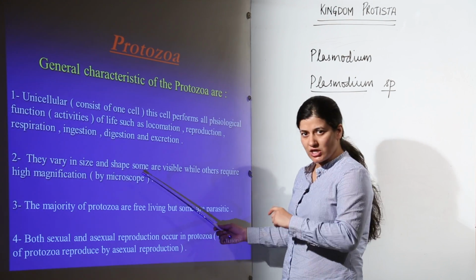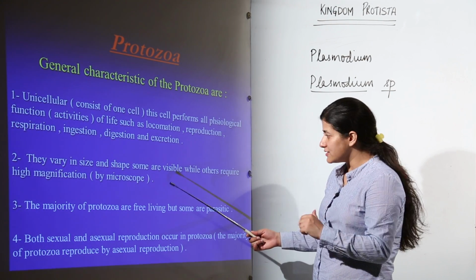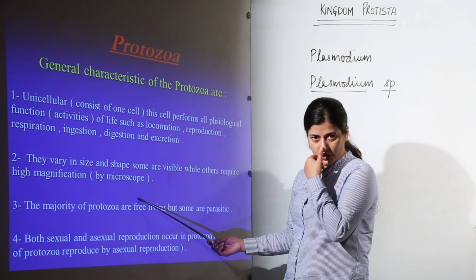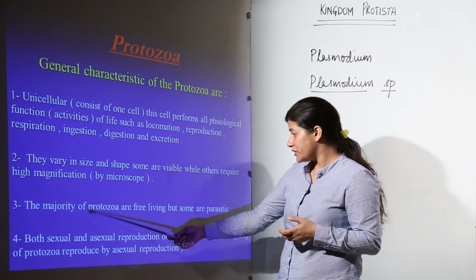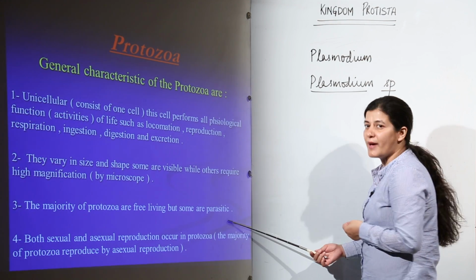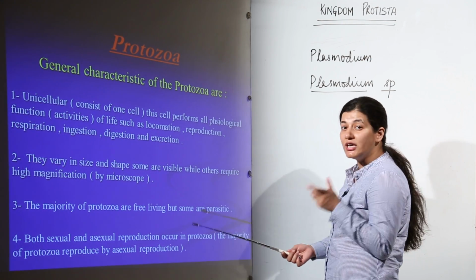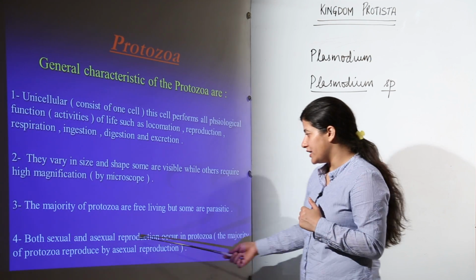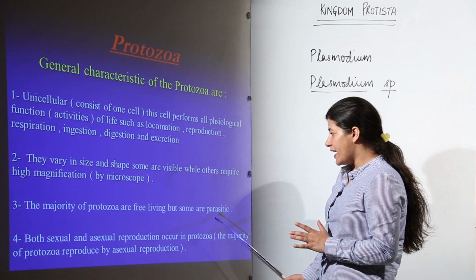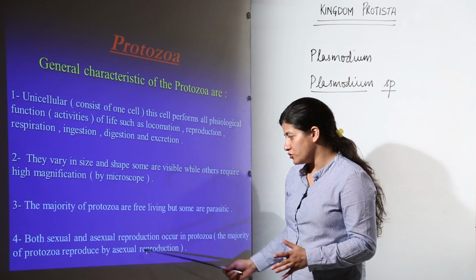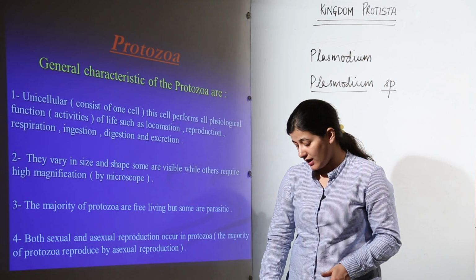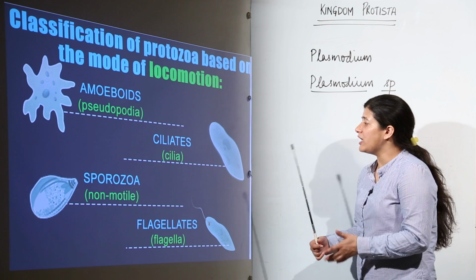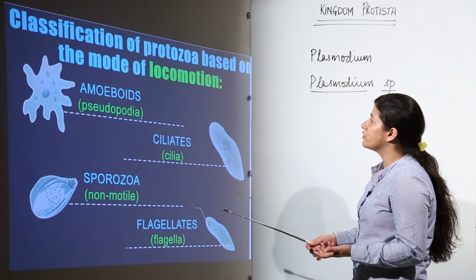They vary in size and shape. Just now we saw the difference of sizes on the scale, and some are visible while others require high magnification under a microscope. The majority of protozoa are free living, but some are parasitic. We are going to deal with parasitic ones, especially the sporozoans. They are highly parasitic in their behavior. They have both sexual and asexual reproduction, and the majority of protozoa reproduce by asexual reproduction. That is why they have sustained so much in the form of parasitic behavior that they show inside different organisms.